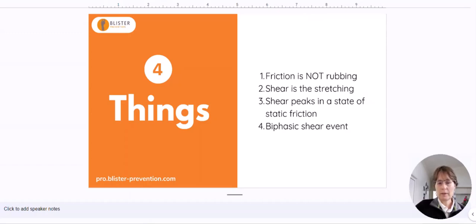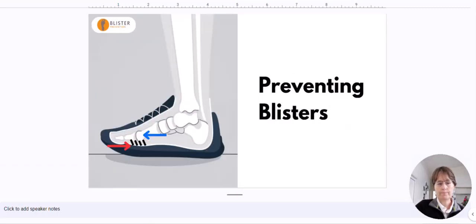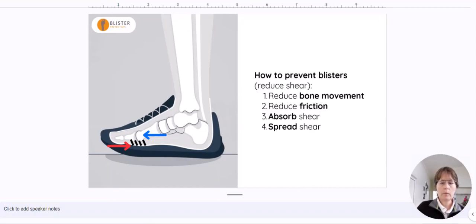So friction is not rubbing. Friction is the force that resists rubbing. Shear is the stretching and deformation. Shear peaks in a state of static friction, and it is a biphasic shear event that we're dealing with at the ball of the foot. So let's get into preventing blisters now. There's 4 ways that we can reduce the magnitude of shear deformation. We can reduce bone movement, we can reduce friction force, we can absorb shear, and we can spread shear.